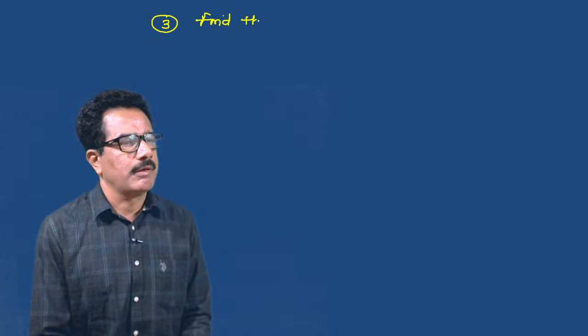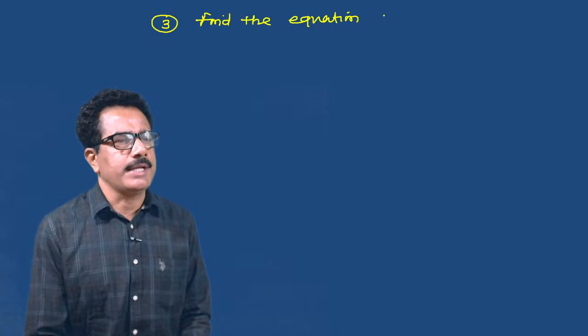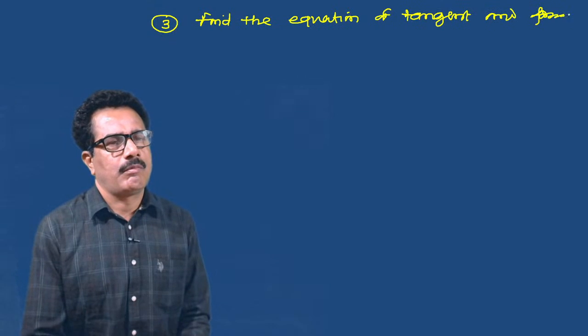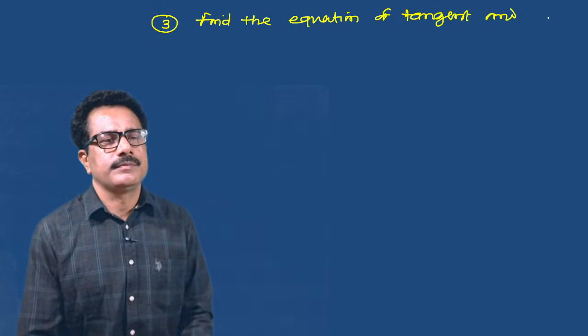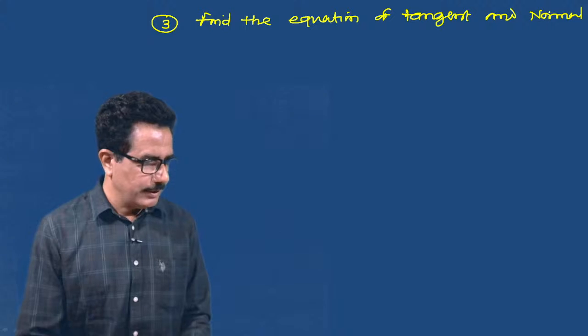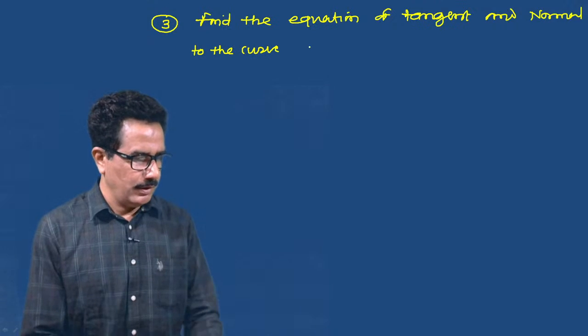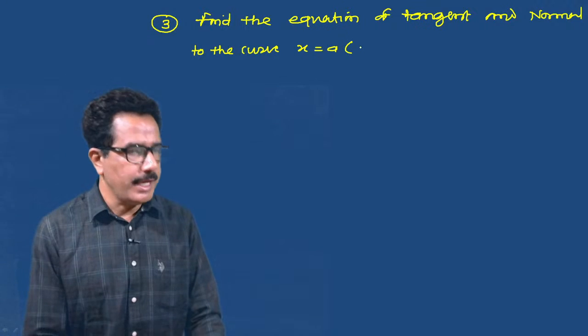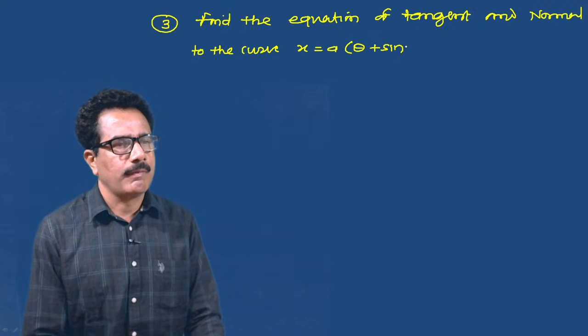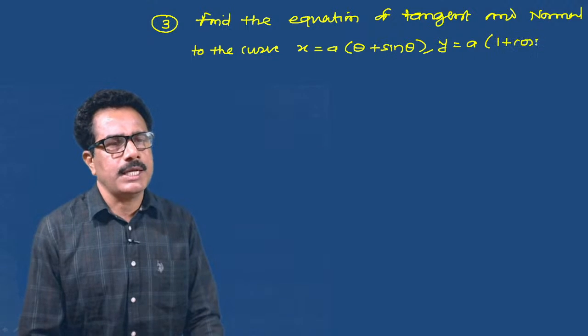Next problem, third, fourth, whatever it may be. Find the equation of a tangent and normal to the curve x is equal to a in a bracket theta plus sin theta, comma y is equal to a in a bracket 1 plus cos theta, at theta equal to pi by 2.